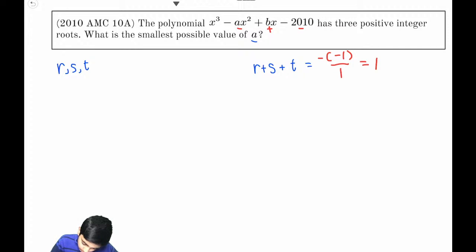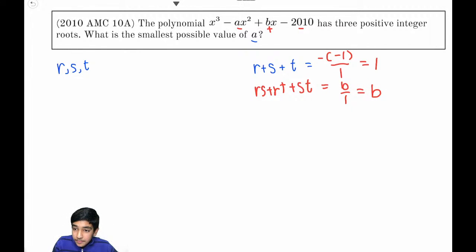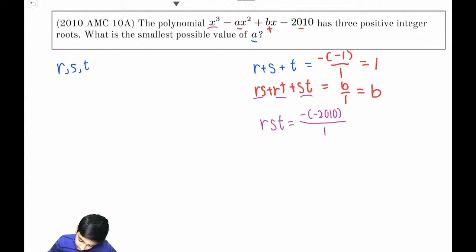Then we do the sum of the pairwise products: rs plus rt plus st equals b divided by 1, or b. The pairwise sum is just all the possible products, and that's equal to b. But this is actually not really relevant for the problem; I'm just writing it out for completeness. We also have r times s times t, which is a negative term, so the negative of negative 2010 divided by the coefficient of x cubed, which is 1, or 2010.